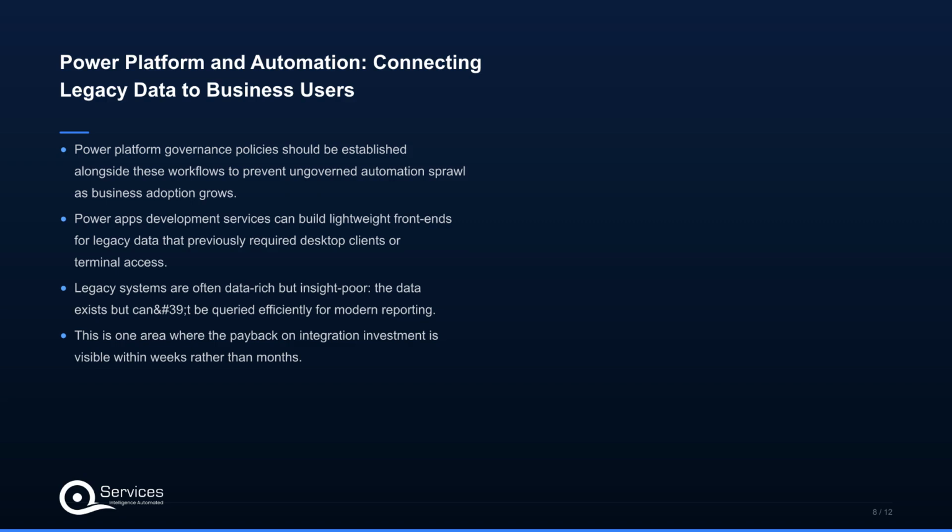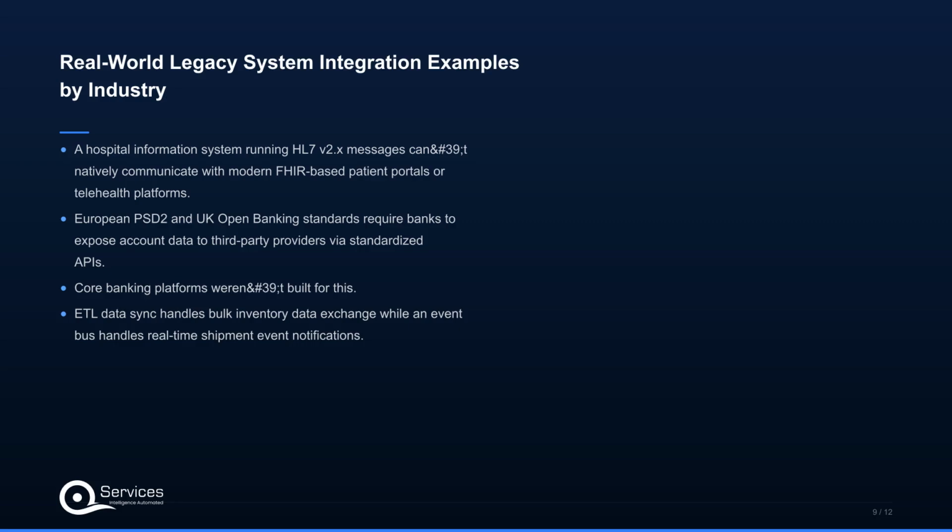Power Apps development services can build lightweight front ends for legacy data that previously required desktop clients or terminal access. A field technician submits work orders from a mobile app that writes directly to the legacy ERP through the API layer, without anyone touching the core system. For teams evaluating Power Apps versus Power Automate for specific use cases, a clean integration foundation makes both options viable without additional custom middleware.